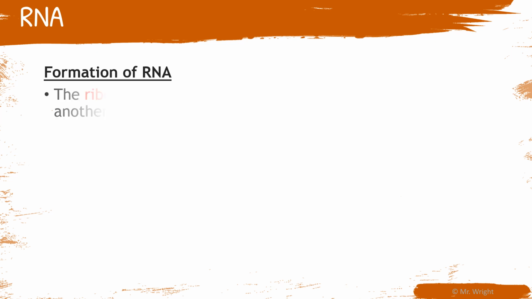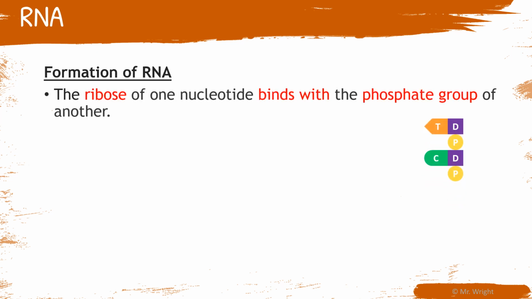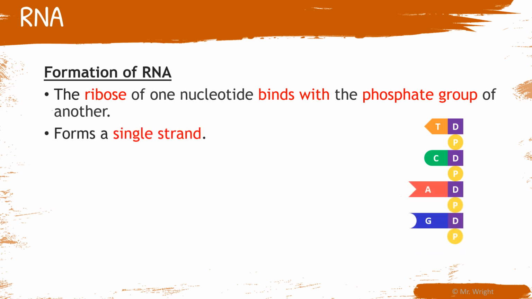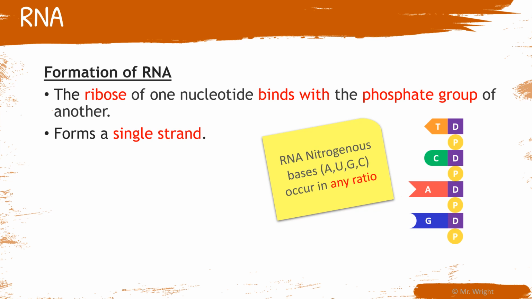RNA forms when the ribose of one nucleotide binds with the phosphate group of another nucleotide. This forms a long single-stranded molecule, unlike DNA, which has a double-stranded molecule. This also means that the nitrogenous bases of RNA can occur in any ratio. So the nitrogenous bases of adenine, uracil, guanine, and cytosine occur in any ratio, and there is no particular rule that indicates that certain nitrogenous bases have to be equal in number. Unlike DNA, where the nitrogenous bases of adenine and thymine occur in equal numbers, and the nitrogenous bases of guanine and cytosine occur in equal numbers.